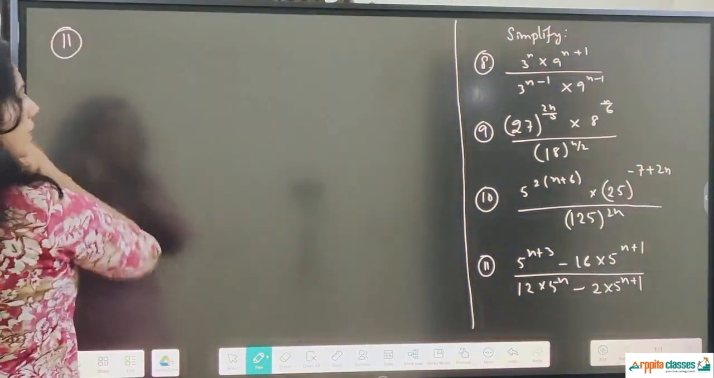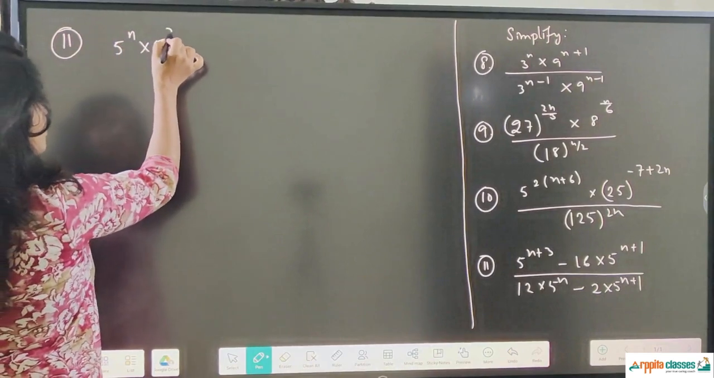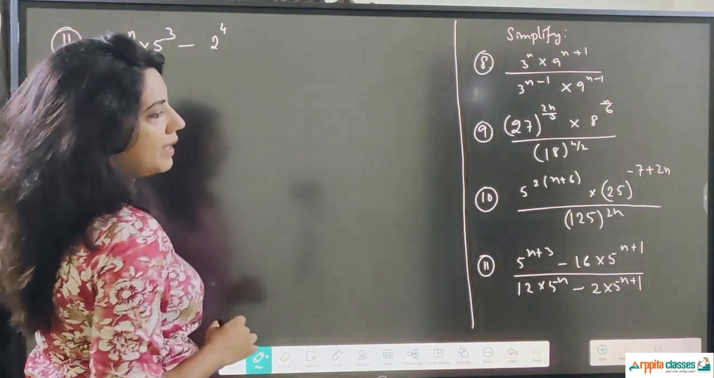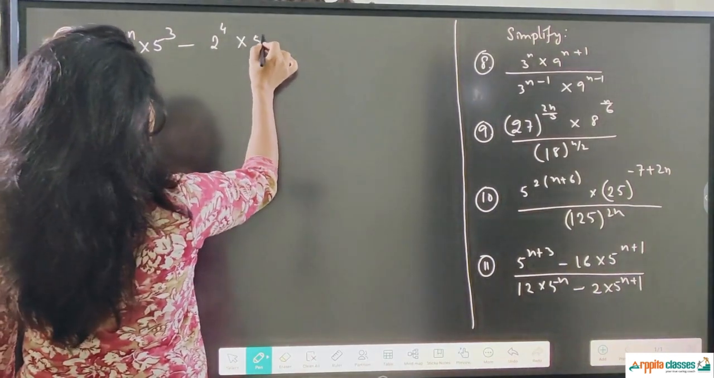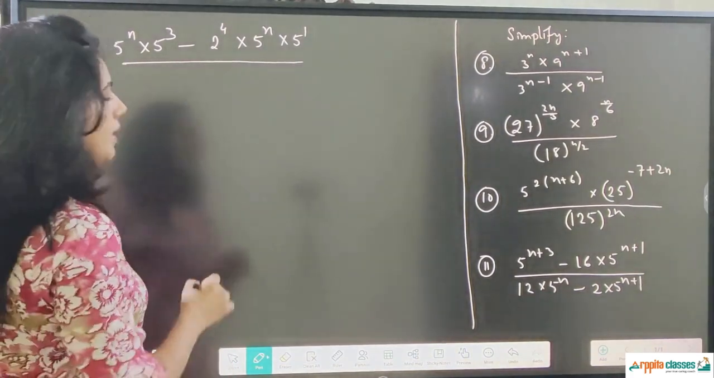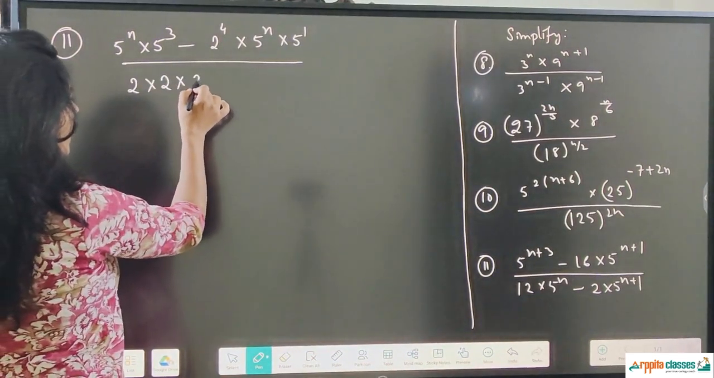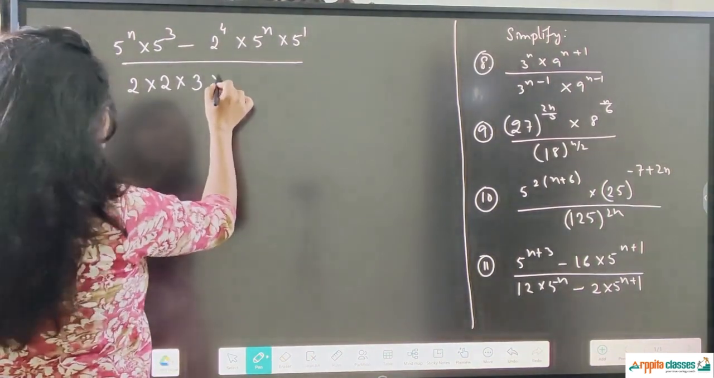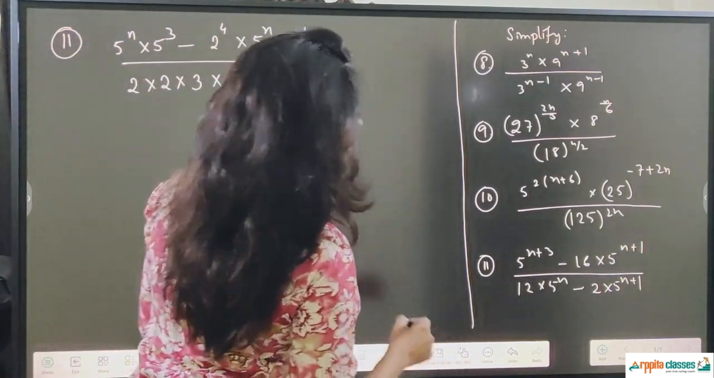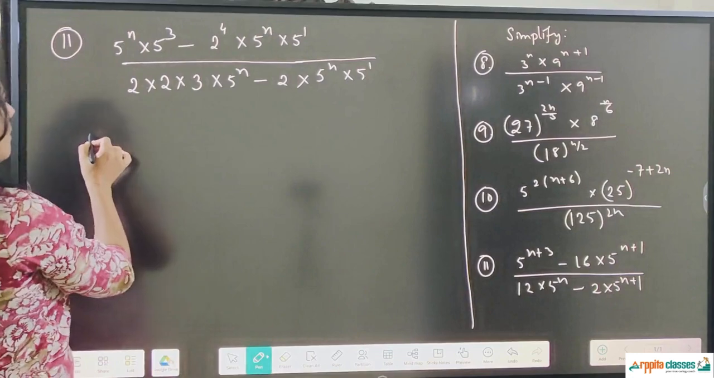Okay, so starting with the 11th sum, 5 to the power n plus 3 can be written as 5 to the power n into 5 to the power 3. There is a minus sign. 16 can be written as 2 to the power 4, and then into 5 to the power n plus 1, which can be written as 5 to the power n into 5 to the power 1, divided by 12, which can be written as, the prime factors of 12 are 2 into 2 into 3, and into 5 to the power n, minus 2 into 5 to the power n plus 1, which can be written as 5 to the power n into 5 to the power 1. So I have split everything.